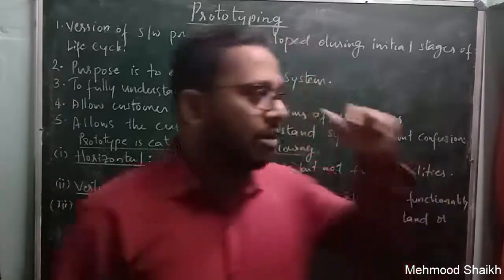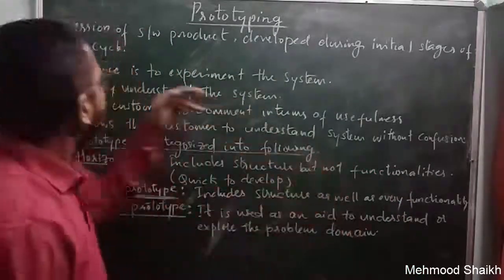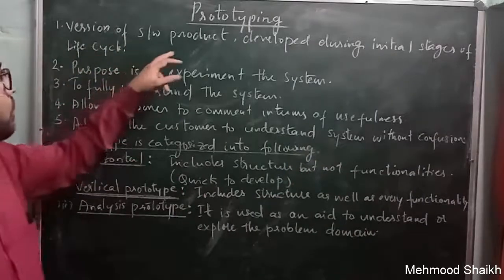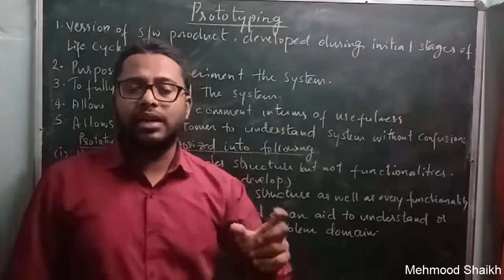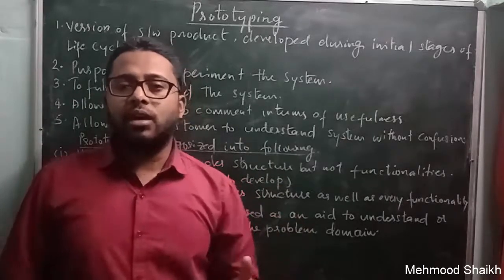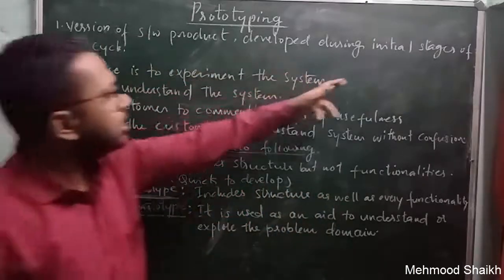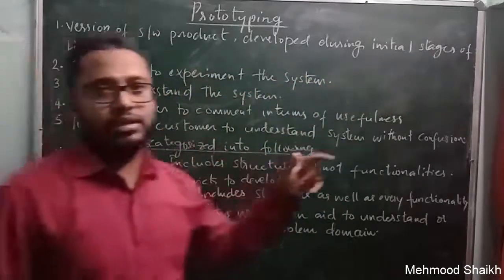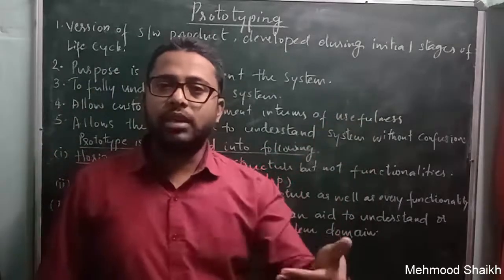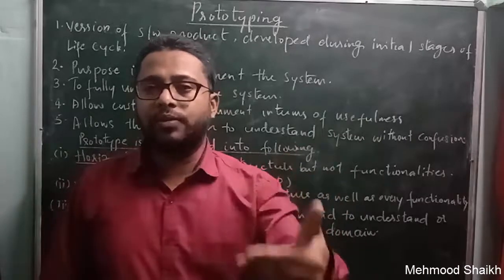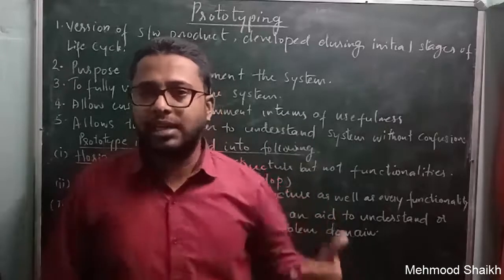Now here I have written a few points, so we'll try to understand what prototyping is. The first point says it's a version of the software product. As I have said, it's a version, not the software product itself. It can be called a demo or model of a software product developed during the initial stages of the life cycle. Yes, this prototyping activity is performed during the initial stages of the software development life cycle. Why do they need to do all this at the very initial stage?